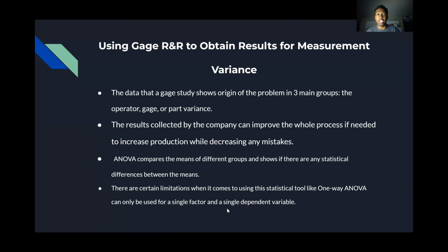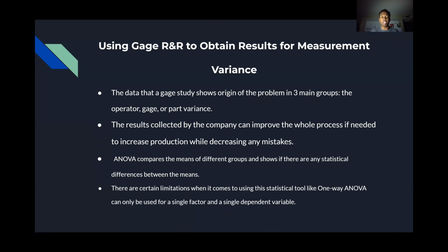The gauge R&R study obtains results of measurement variance. The data shows that the gauge R&R has three main groups of origin problems: the operator, the gauge, and the part variance. The results collected by the company can improve the whole process if needed to increase production while decreasing any mistakes.